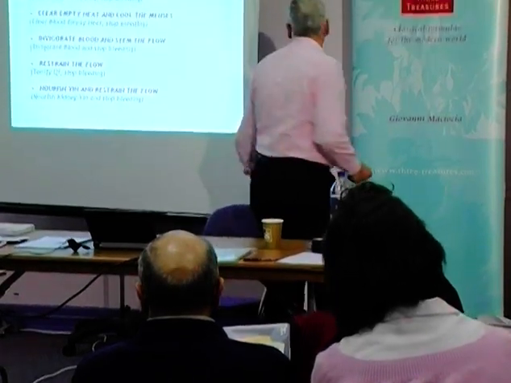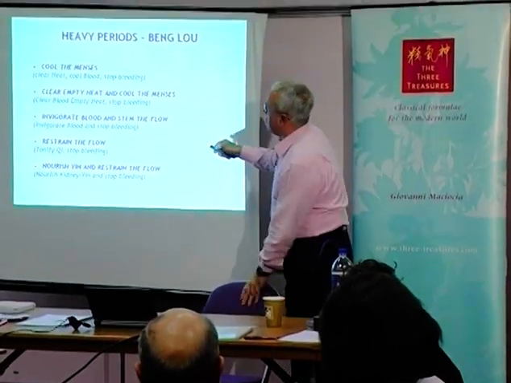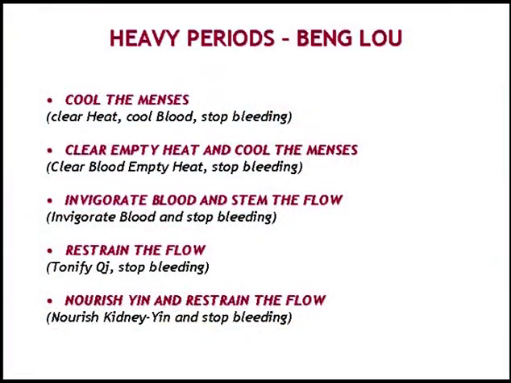As you can see, there are five, but these two are kind of part of the same pathology. The first two: the first is blood heat, the second is empty heat in the blood. So you could put these two together. The bleeding is from heat, basically. Whether it's full or empty heat, this bleeding is from heat. And I use the first one much more than the second one.